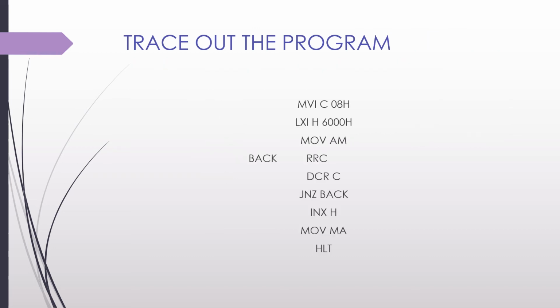There is another program for tracing out. This is another one where MVI C, 08, LXI H, 6000, move the contents of memory to accumulator, rotate it right, decrement C, go back, you are rotating it, and then incrementing the HL pair and storing that accumulated data into memory. So what is it doing? That also you have to write.